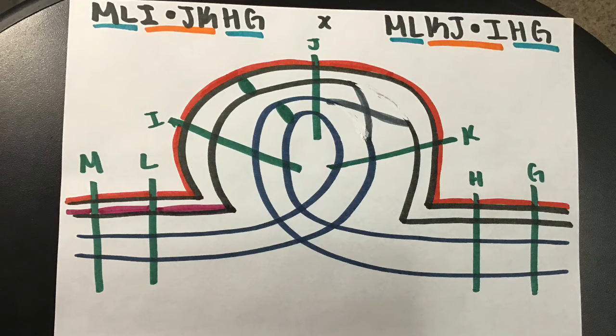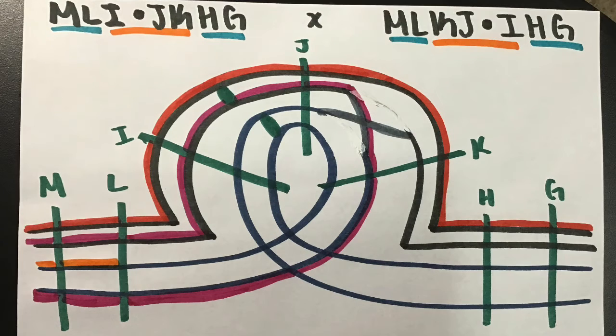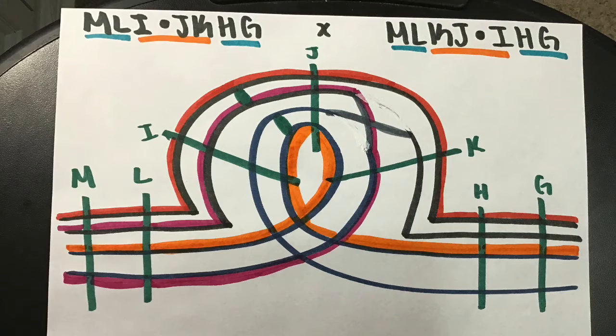The second chromatid I trace will be pink. This one includes the crossover, so we will just follow along the loop until we reach the end. The chromosome I end up with is MLI.JKLM. The third chromosome is traced with orange, and I follow the loop all the way around. This one does not include the crossover and gives the chromosome MLKJ.IHG.